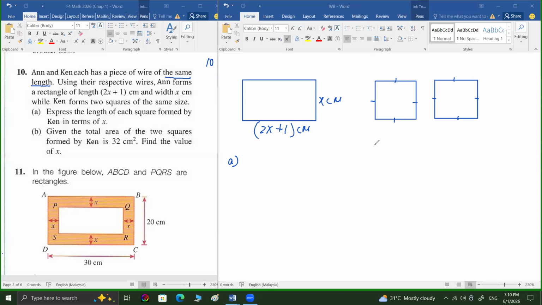Okay, class. Wait for me for a while. You have to try this question first. What you need to do, you find the length of the square first. Wait for me for a while.